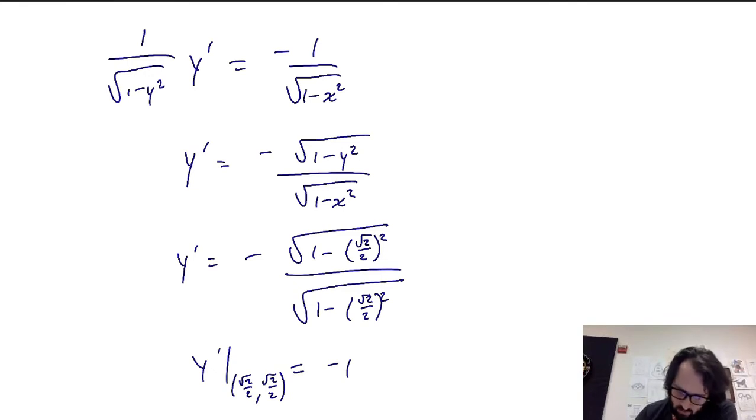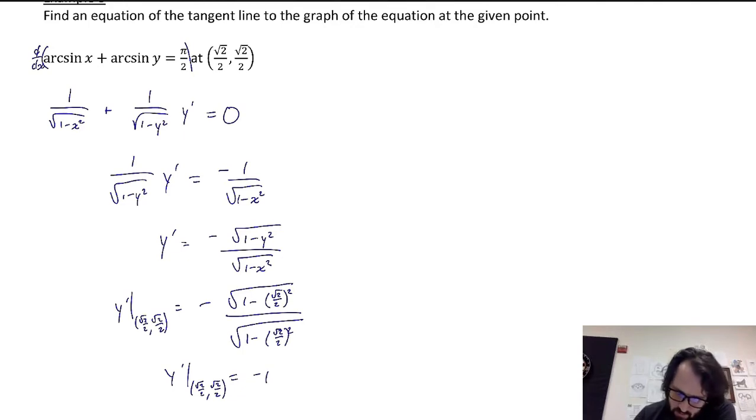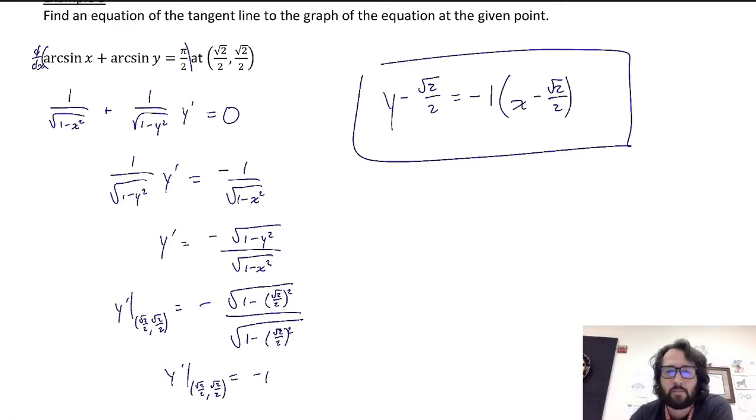I probably should have shown that on the last step too when I was substituting in my point. My apologies. All right, because I'm evaluating my derivative at that point. So my slope is -1. I have the point. So the equation of the tangent line would be y minus root 2 over 2 equals -1 times x minus root 2 over 2. There is my tangent line.